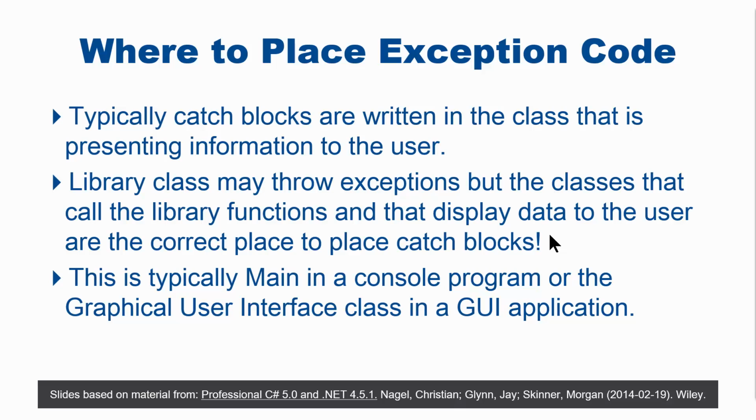So typically, if you write a class and you find a problem in your class, you won't display the error directly from the class. You will throw that exception up to whatever is using your class. And so library classes are typically where we write code to throw our exceptions.